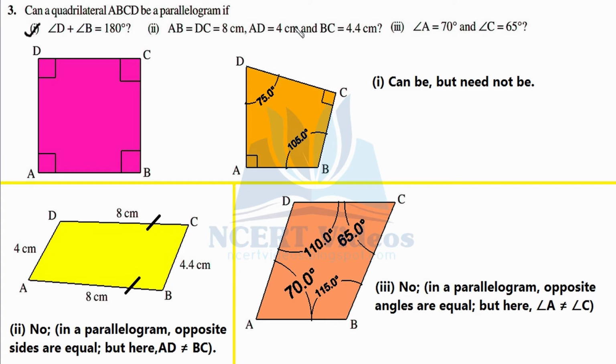Moving on, AD equal to 4 cm. This is 4 cm and BC equals to 4.4 cm. Now here is the difference. One thing is okay, that these pairs of opposite sides are equal to each other. That is 8 cm and 8 cm. But only this condition doesn't make this quadrilateral a parallelogram. We need to have both pairs of opposite sides equal to each other. Clearly it is given in our question that AD and BC are not equal to each other. Therefore, we can write no. And the reason being, in a parallelogram, opposite sides are always equal.